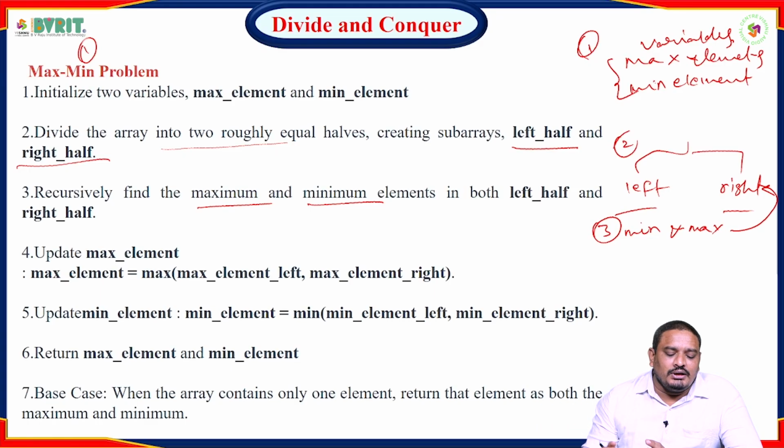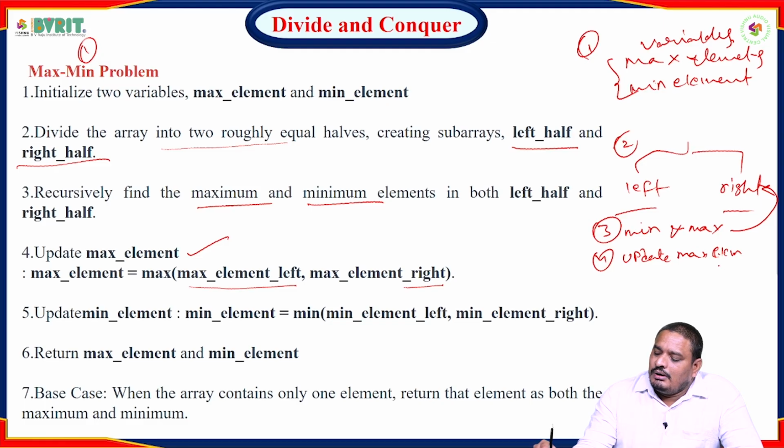Now we can update each element, either the maximum element or the minimum element. First, we update the maximum element. How? The maximum element is equal to the maximum of the maximum element of left and the maximum element of right. To update the maximum element, take the maximum of left and right. That is the fourth step.